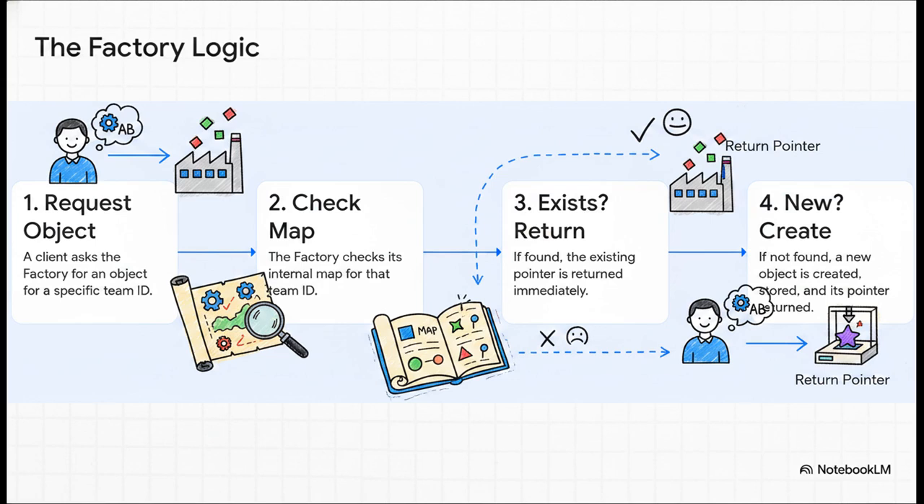And the logic here is actually super simple, which is what I love about it. When a request for, say, Team A comes into the factory, it just checks its internal map. It basically asks itself, hey, have I seen Team A before? If the answer is yes, it just hands back the pointer it already has. If the answer is no, then, and only then, does it create the new heavy object, stick the pointer in the map for next time, and then return it.